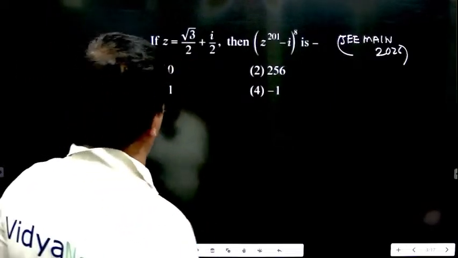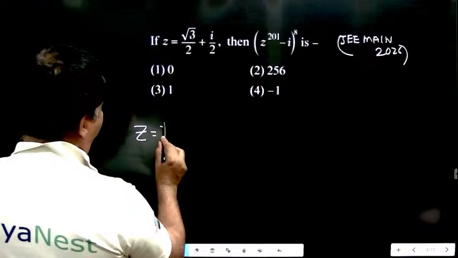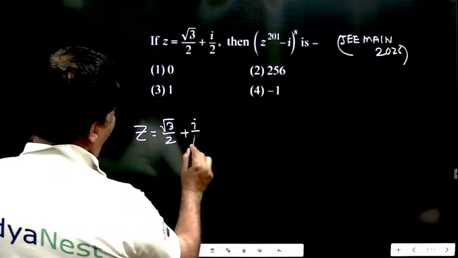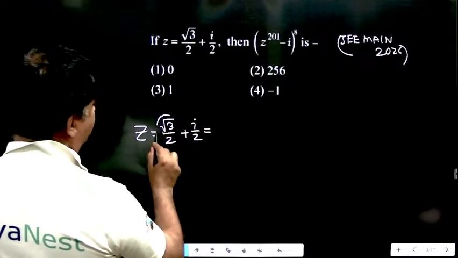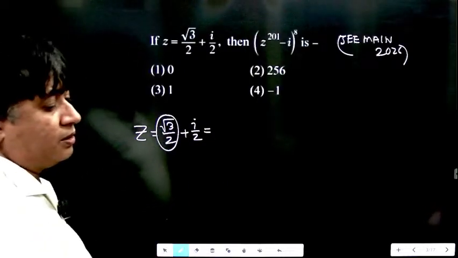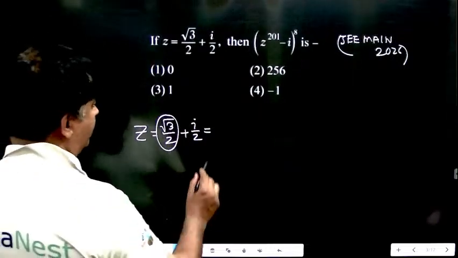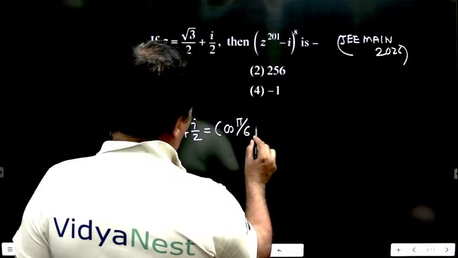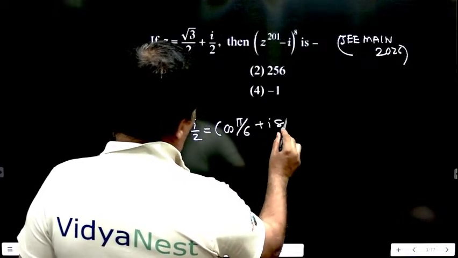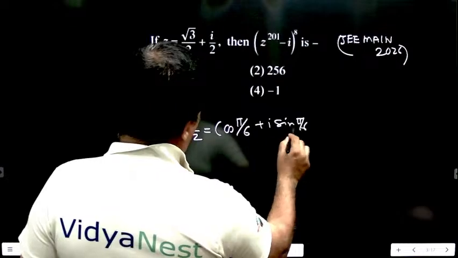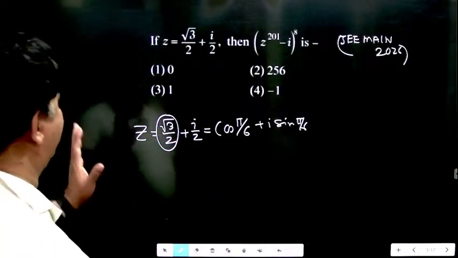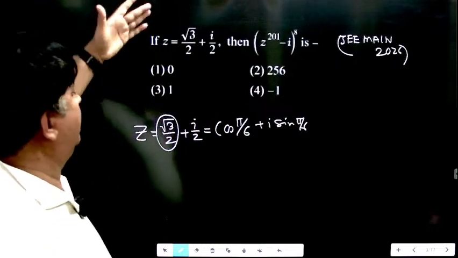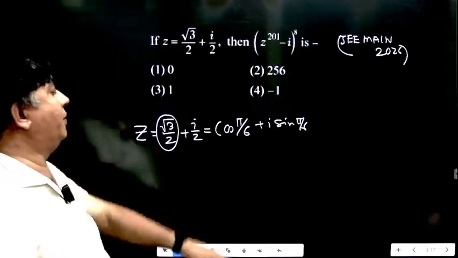Root 3 by 2 plus i by 2. Root 3 by 2 means, you know, the polar form is cos theta plus i sin theta. So I can write cos pi by 6 plus i sin pi by 6. That is z. So z is converted into polar form from Cartesian form. Okay.